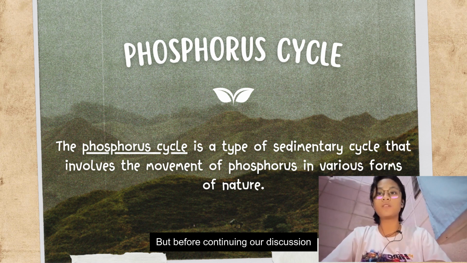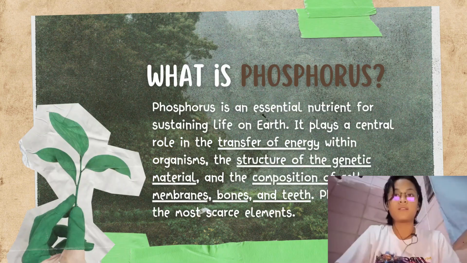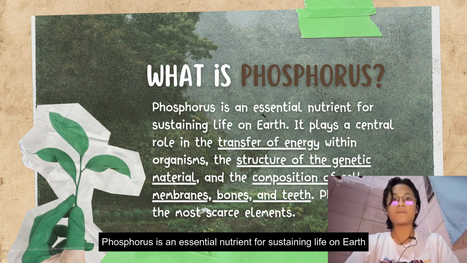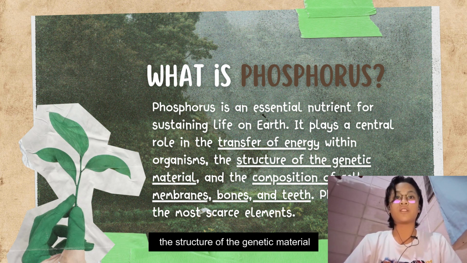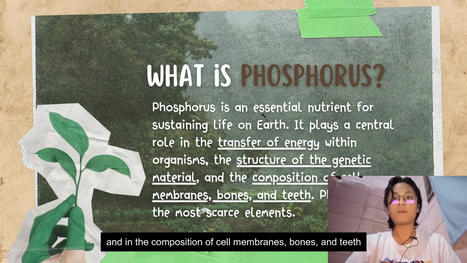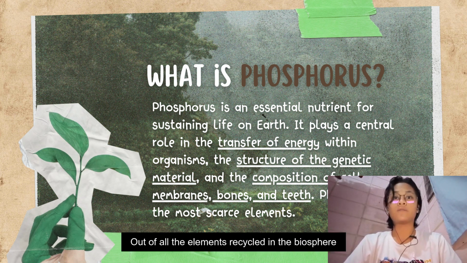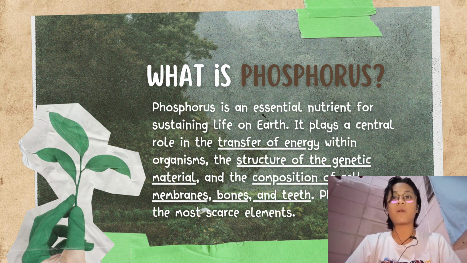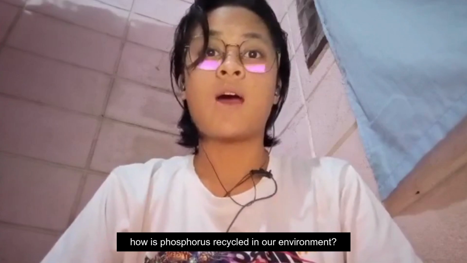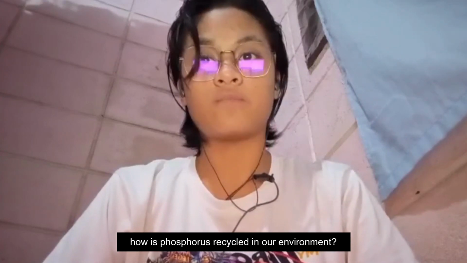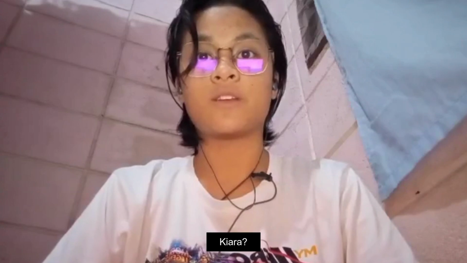But before continuing our discussion, what is phosphorus? Phosphorus is an essential nutrient for sustaining life on Earth, where it plays a central role in the transfer of energy within organisms, the structure of the genetic material, and in the composition of cell membranes, bones, and teeth. Out of all the elements recycled in the biosphere, phosphorus is the most scarce, and hence the most restricted element in any particular ecosystem. So back to our main discussion. How is phosphorus recycled in our environment? Kiara will discuss this. Kiara?